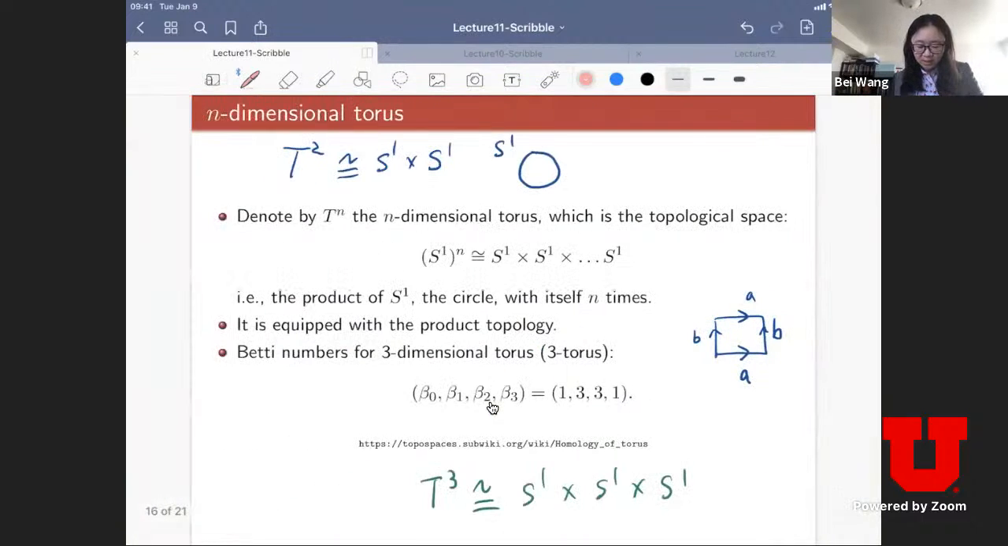What's interesting is that a 3-torus like this has corresponding Betti numbers, meaning that it has one component, three tunnels, three voids, and one three-dimensional void. Again, this is hard to imagine, but why do I even mention it?